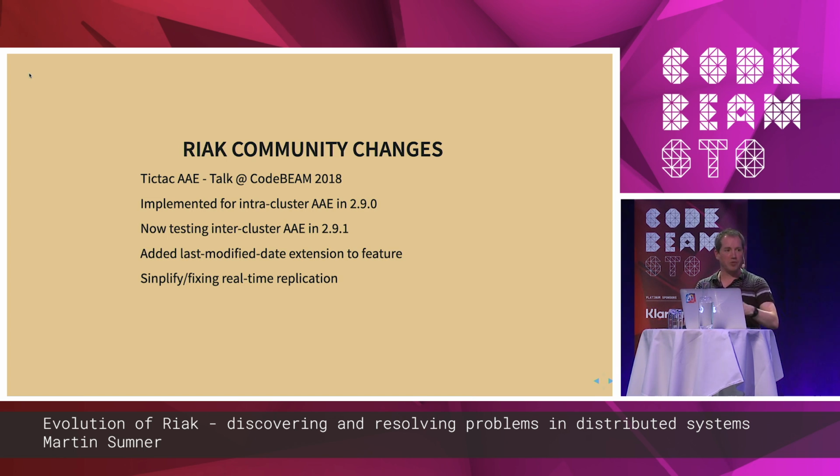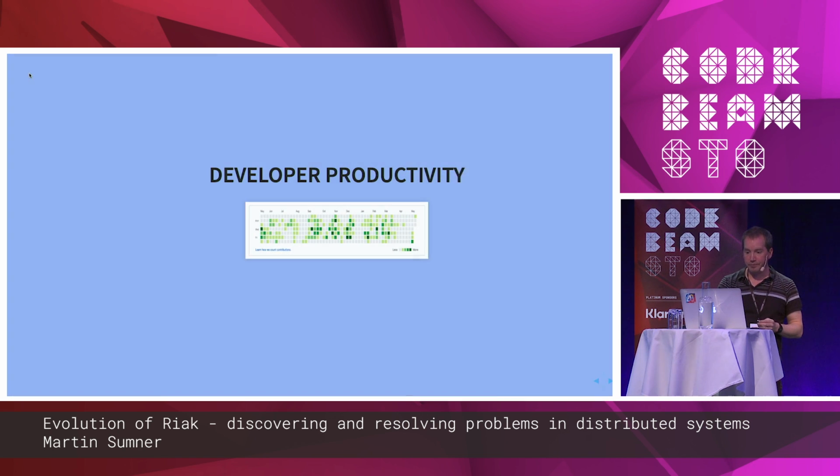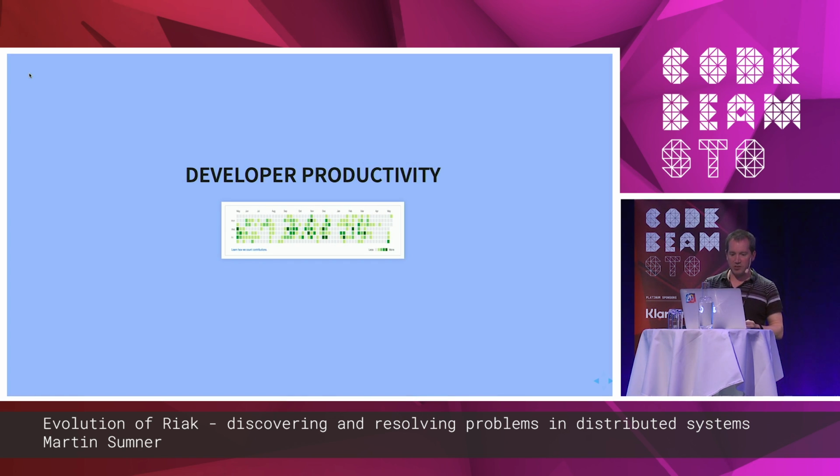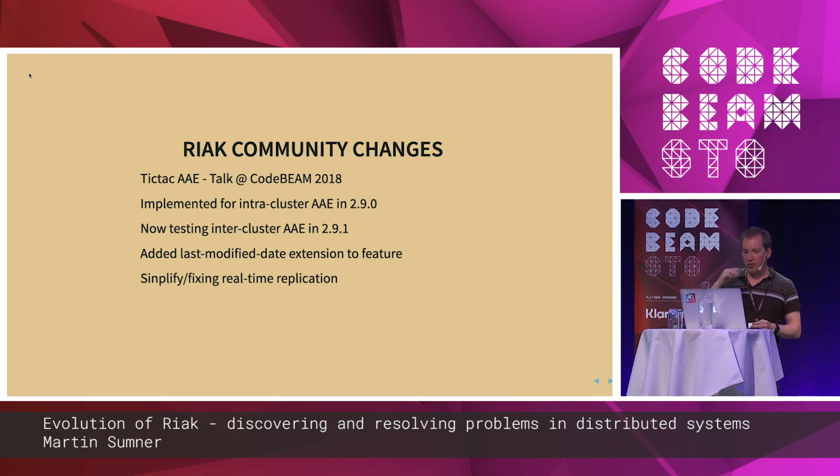Yeah, and that allows us to do comparisons, not just on all the data in the cluster, but immediate comparisons that we can decide on the fly. So we might want to say, right now, I'm interested in this bucket and key range. What are the changes received in the last hour? 2 clusters, compare and repair those differences. And we're also, as part of that, simplifying and fixing real-time replication. So that's the big feature of 2.9.1, making that available for intercluster anti-entropy.